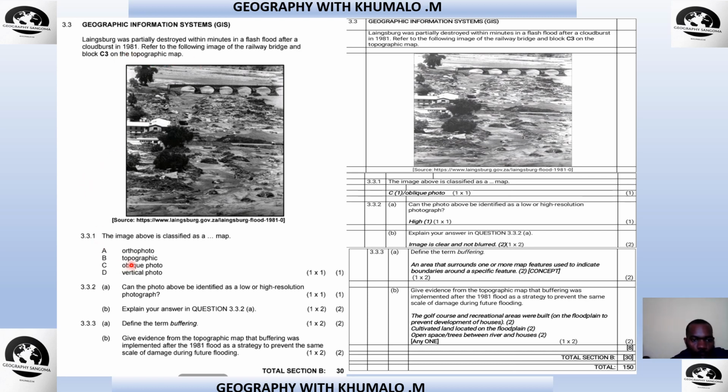Now, 3.3.1, the image above is classified as a map. So it is classified as an oblique. We can't say it's an orthophoto map, it's an oblique, which is C. 3.3.2a, can the photo above be identified as low or high resolution? We said high resolution because we can see the buildings there. Explain your answer. It's because the image is clear and not blurred. We can see the buildings and the bridge, so it is high resolution.